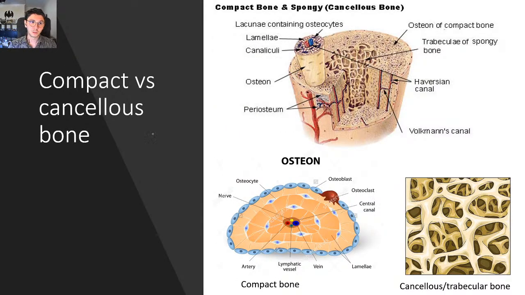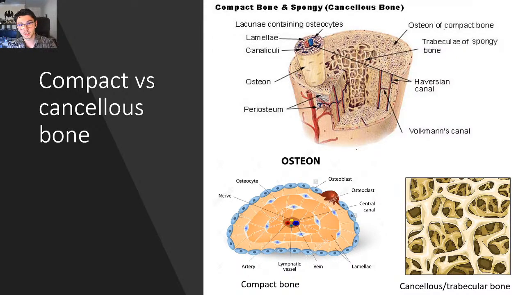So this brings us to compact versus cancellous bone. Within any long bone, you have both of these. You will have your osteons, or your compact bone, on the outside, which provides the strength and the durability. And then you will have spongy or cancellous bone in the middle.